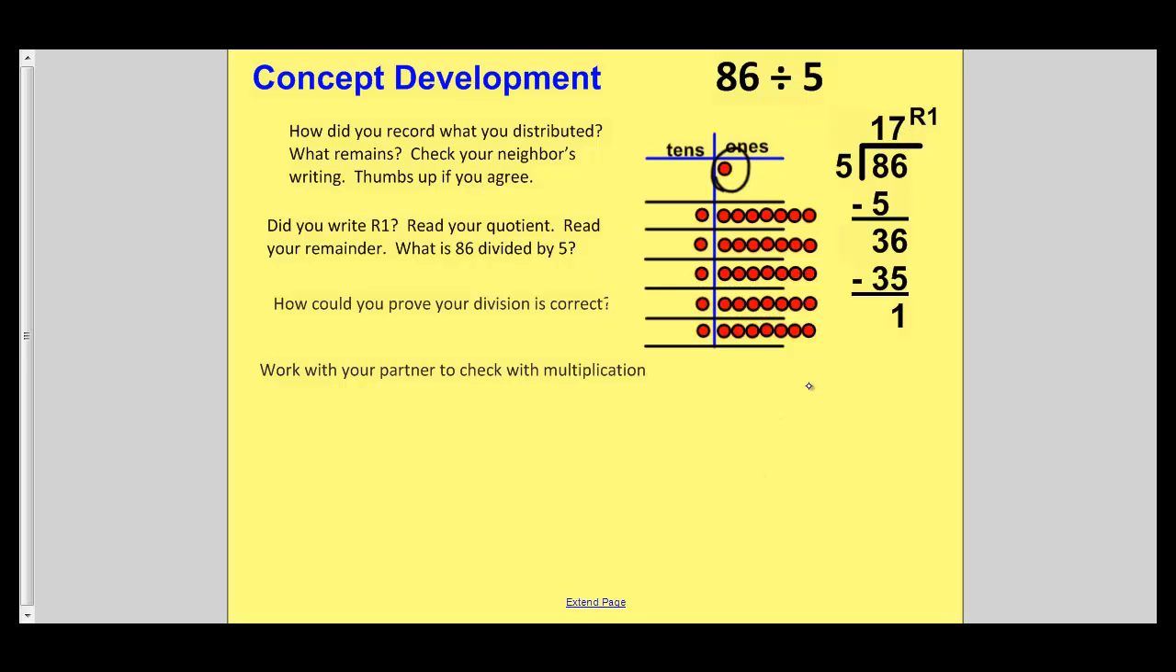All right, now let's check this. Let's take 17, which is our quotient, and multiply it by our divisor, which is 5, and let's see what we get. All right, so I get 35. 5 times 1 is 5, plus 3 is 8. I'm going to add my remainder. I get 86. So 17 remainder 1 is the correct answer.